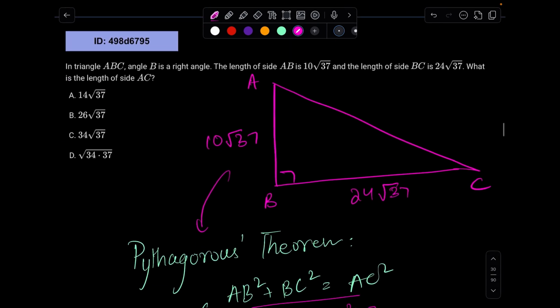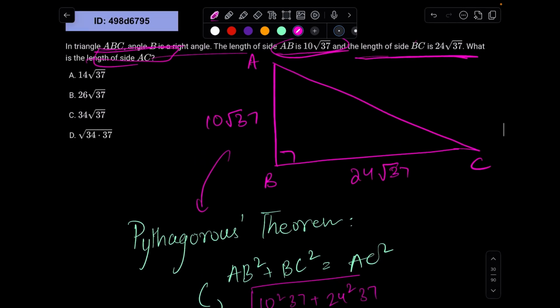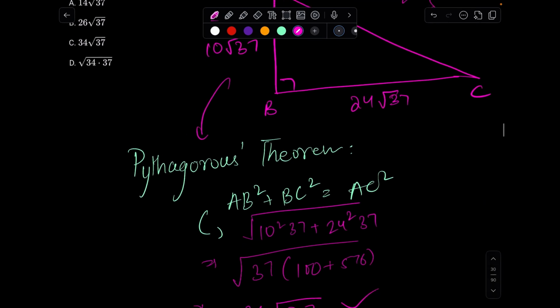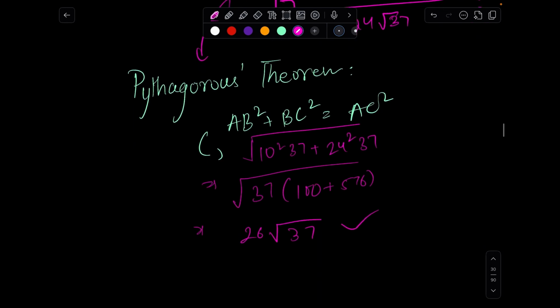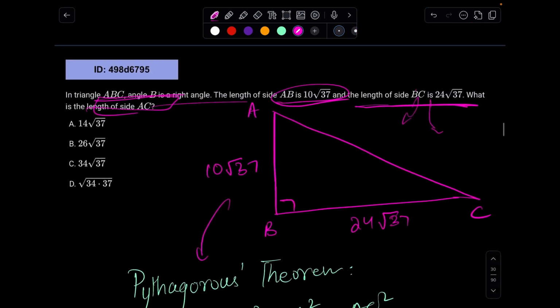And the last question. In triangle ABC, angle B is a right angle. The side AB is 10 root 37. The length of side BC is 24 root 37. What is the length of side AC? Plotting all the information into the diagram, we use the Pythagorean theorem, and we get the answer as 26 root 37, which is option B.